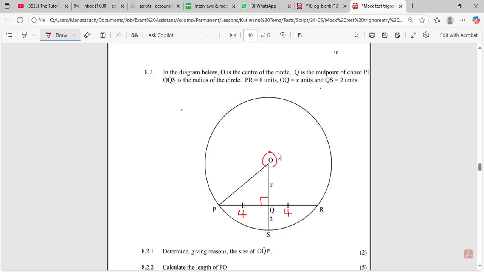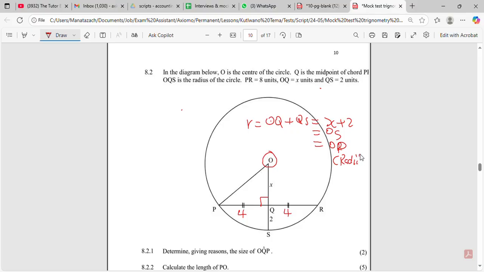OQ plus QS will give us the radius. Remember that the radius of the circle is the same everywhere. So the radius of the circle is OQ plus QS, right? So that will give us X plus 2. That's the radius. So that means OS is the radius. Remember, that's equal to the whole of OS, and it's also equal to the whole of OP. So all of these are radii.